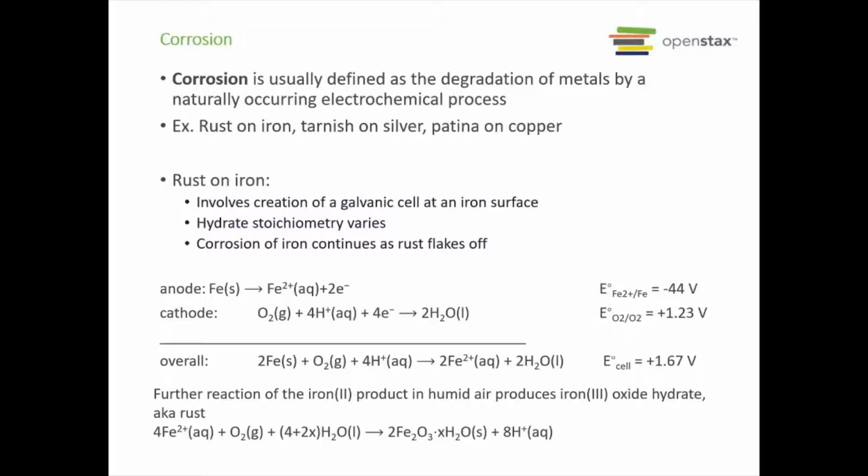So your anode is the iron for the rust formation, and your cathode is going to be your oxygen. So this forms on the rust, and you have this overall reaction forming iron 2 plus, and then you get this iron 2 plus in some humid air, and it's going to then make this iron 3 oxide hydrate, which is rust. And then as it flakes off, now you're exposing more of the iron metal to the environment, and so then that's going to continue to oxidize and then form the rust also.